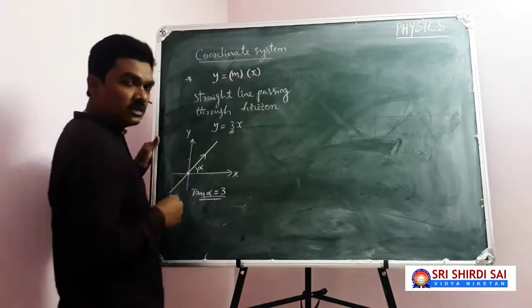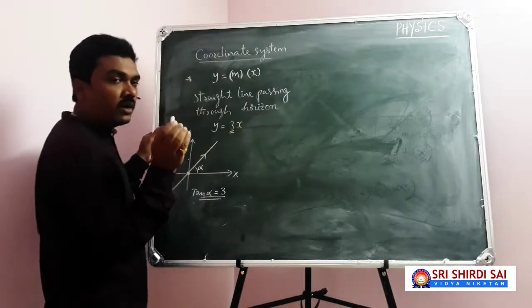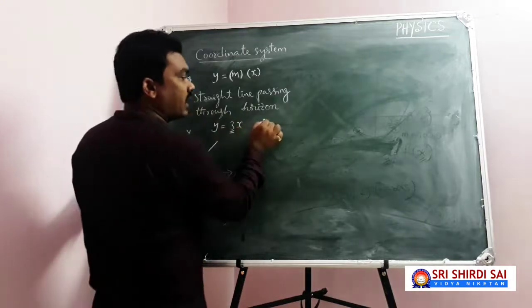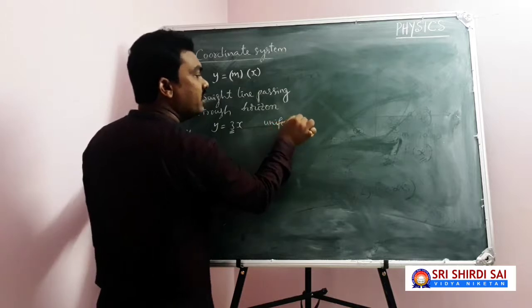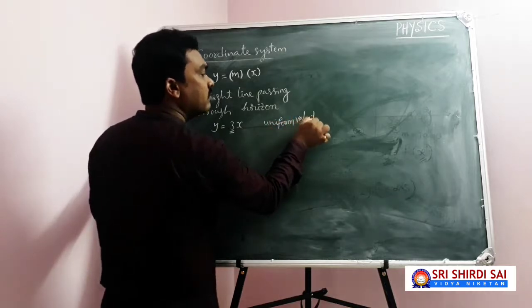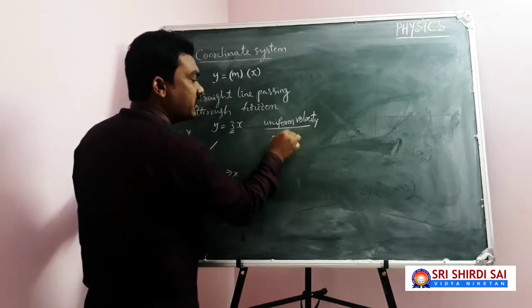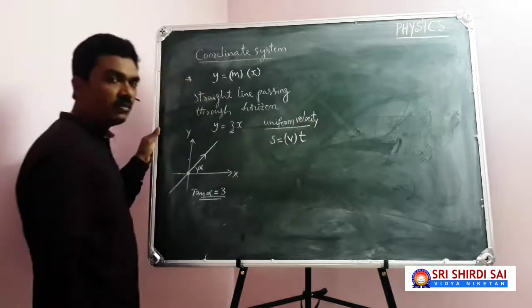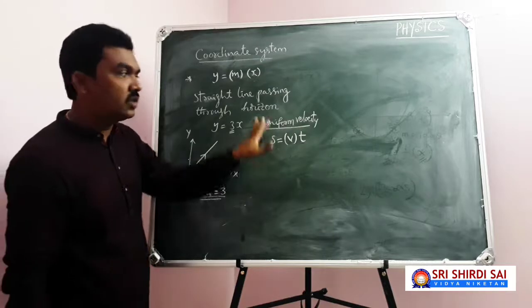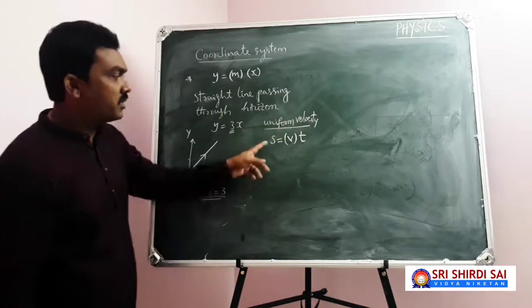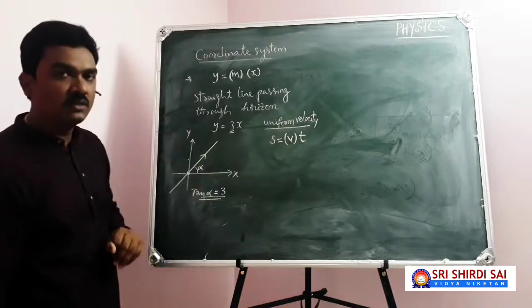In the earlier class, you have learned in kinematics, if a particle is moving with uniform velocity, I repeat, when a particle is moving with uniform velocity, then the displacement equation is S equal to Vt. Do you remember this? Especially this equation can be written only when a particle is moving with uniform velocity. Displacement equal to velocity into time. Do you remember this? S equal to Vt.